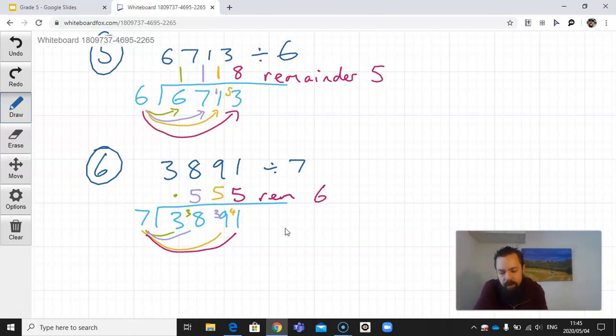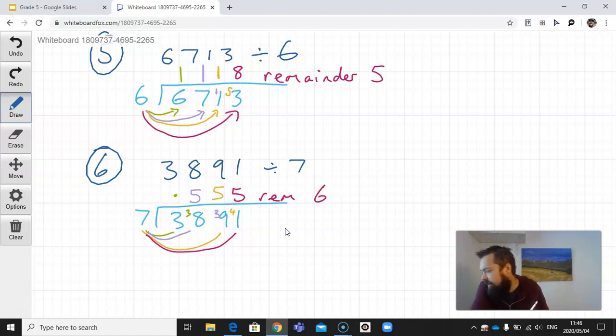So most teachers are happy with it. Some teachers are even happy if you just put R6, but I always like to just put remainder 6. Okay, so that's slightly quicker. Obviously, it helps that my times tables are quite good.